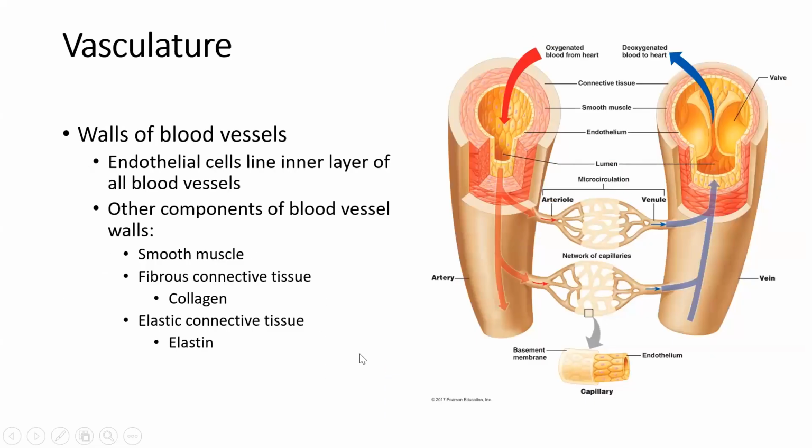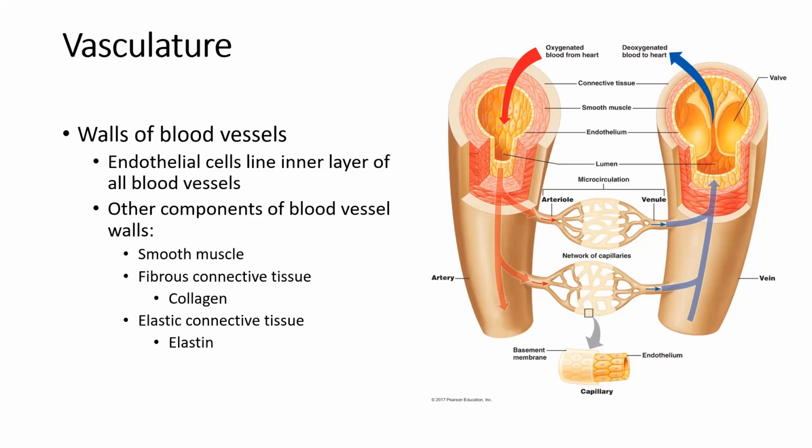Let's continue on here and talk about the structure of these vessels. So we've got the endothelial cells that line the inner layer of all of our blood vessels. This is the only layer that we see in capillaries, whereas in our other branches of the vasculature, we also have muscle and so on. And then this wall is usually comprised of smooth muscle, fibrous connective tissue, which is going to be collagen. That's going to give some tensile strength to that vessel. And then elastic connective tissue, that's going to be elastin. And that's going to give some stretchability or giveability or malleability to the vessels as well.